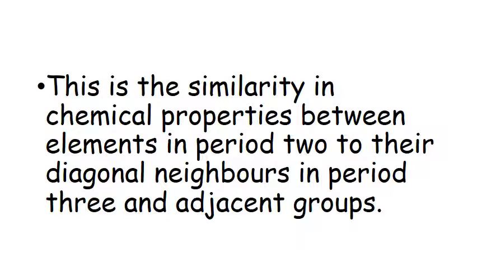So, diagonal relationship is the similarity in the chemical properties between elements in period 2 majorly to their diagonal neighbors in period 3 and the adjacent groups. That's the definition. So, the focus is always put on the following.